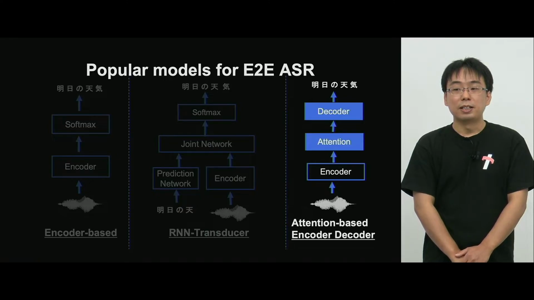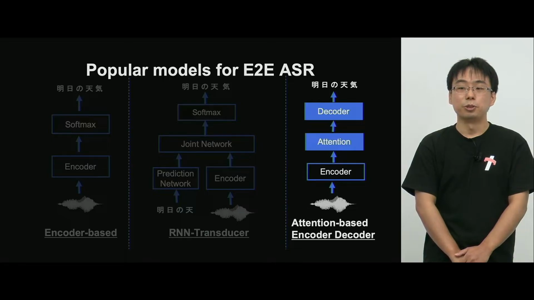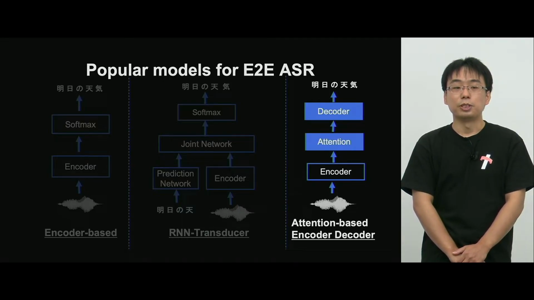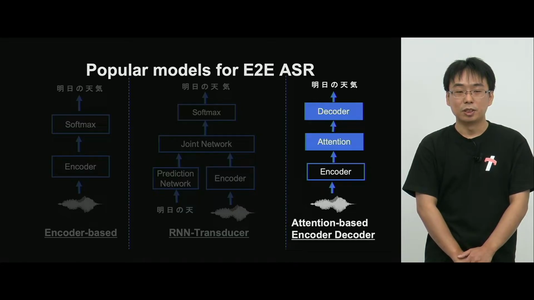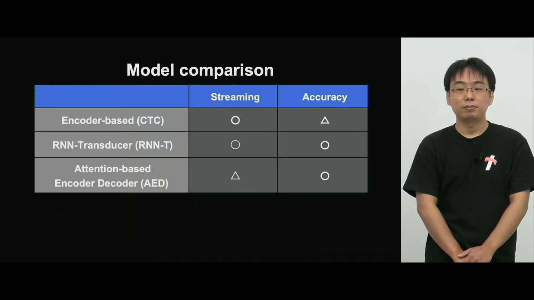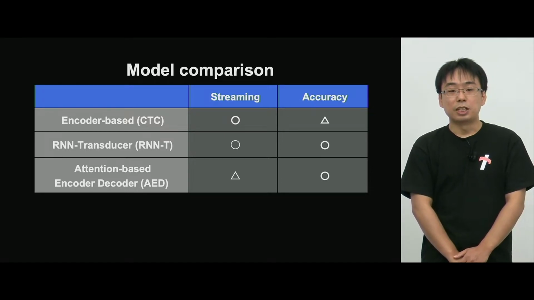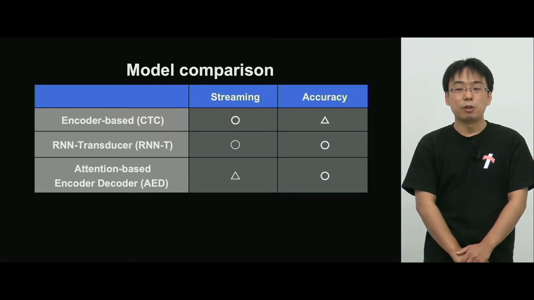As for the attention-based encoder-decoder, it is used in natural language processing. By introducing a structure named attention, acoustic properties for the entered data will be considered. Accuracy will be higher than encoder-based and RNN transducer. However, you cannot get the result until the utterance of a user is completed. Therefore, it's not appropriate for speech recognition that requires real-time.